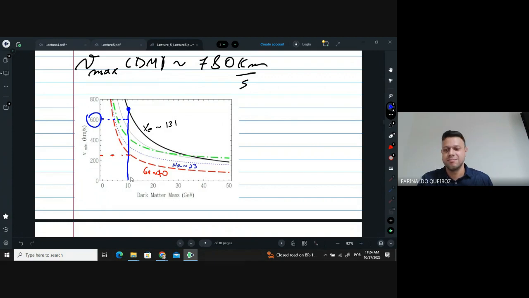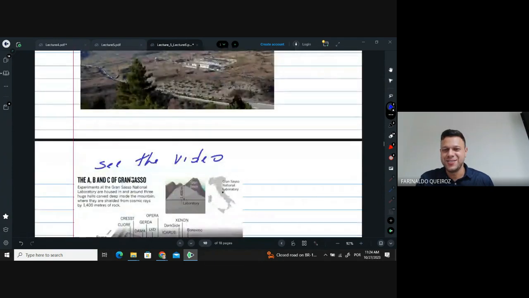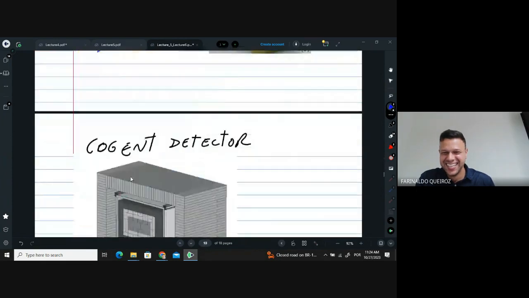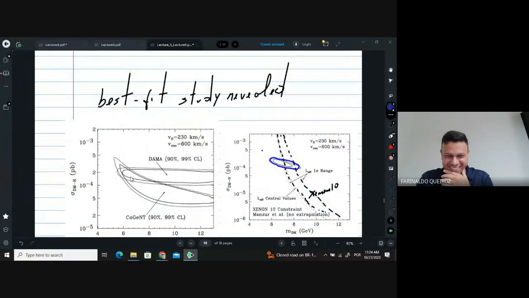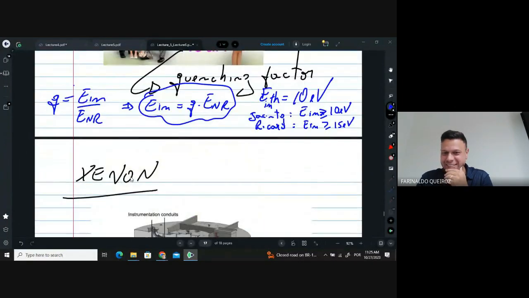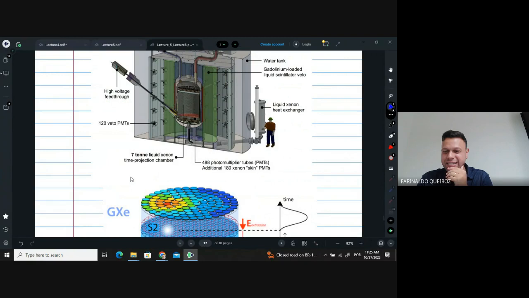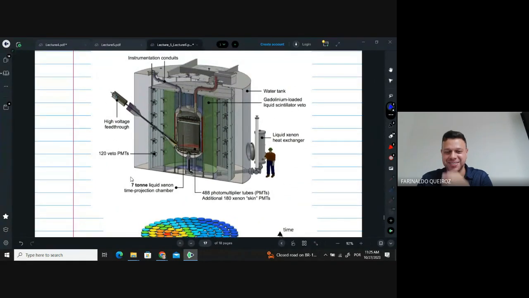Okay? And I need to go. Man, there's so much I need to cover. So I still need to cover xenon-based detectors. I'm going to cover that in the next lecture.